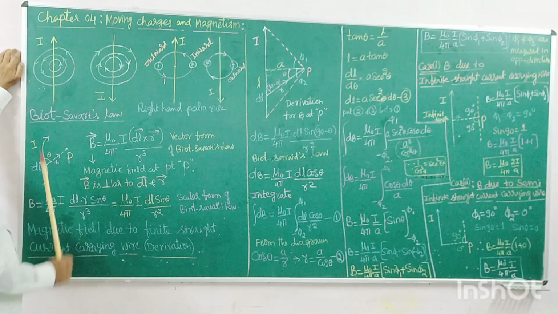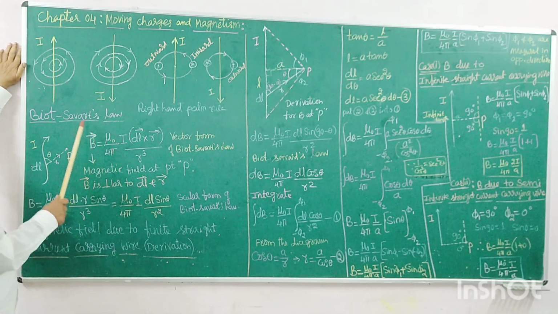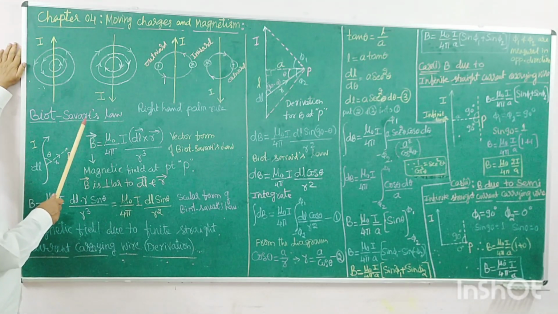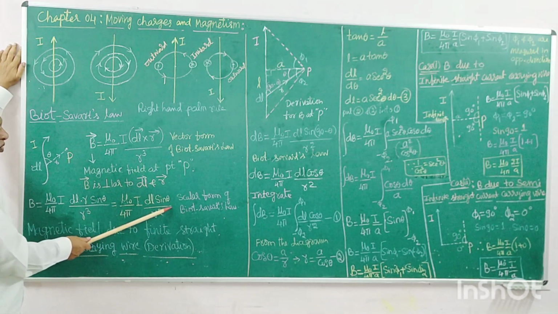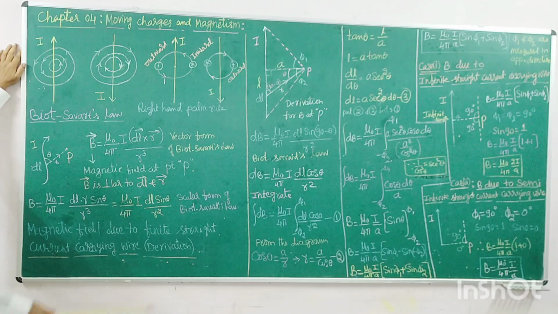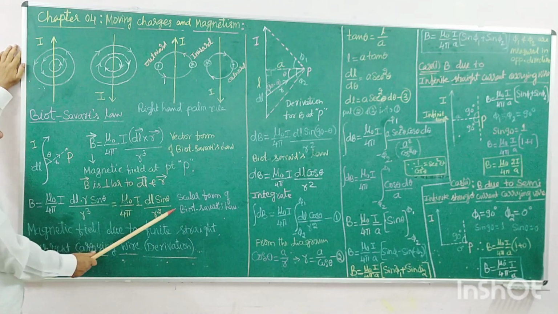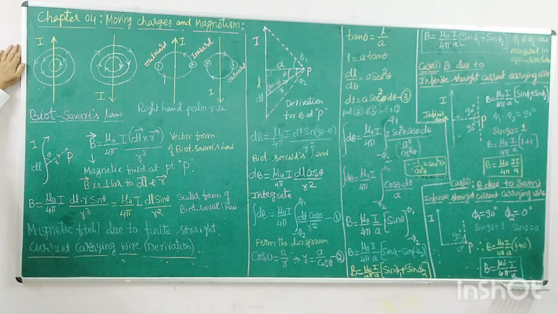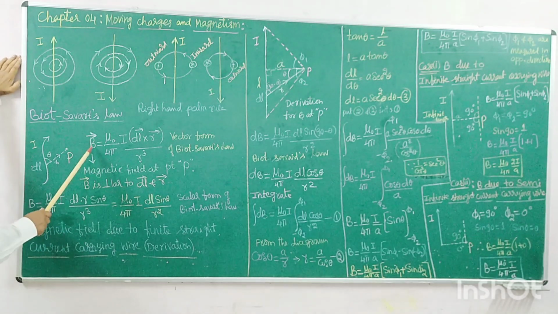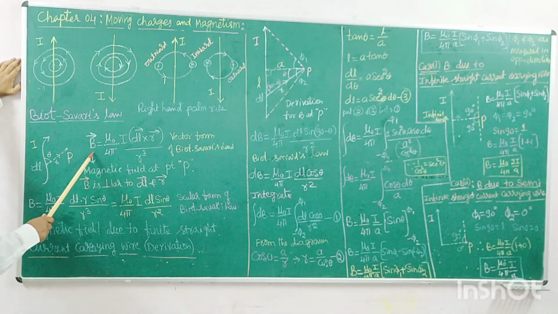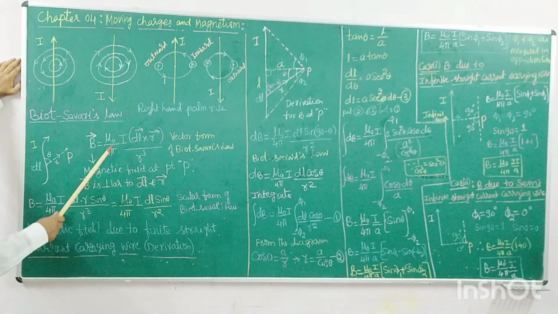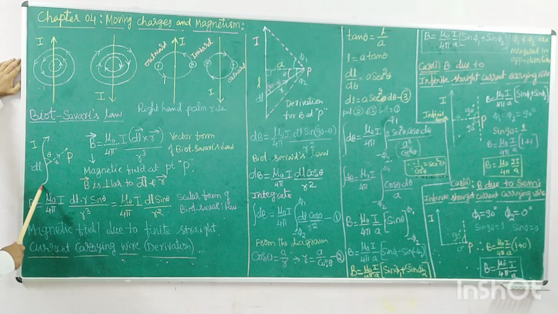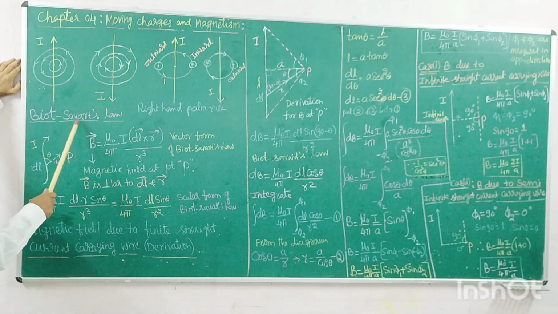What does it say? It explains both the vector direction as well as the magnitude of the field. Here is given the mathematical formula of the law, the mathematical statement of the law. It is based on this diagram. It is Biot-Savart's law.